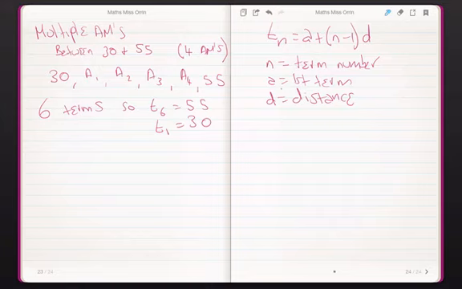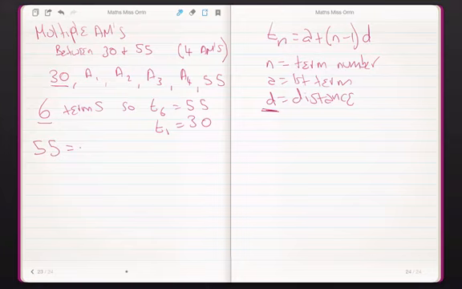We know the number of terms. There are 6 terms. We know the first term, which is 30. We don't know D. Okay, that's our unknown this time. So let's have a go. Term 6 is 55. So let's just write 55 instead of that. Okay, so term 6 is 55 equals A, 30, plus N minus 1, 6 minus 1, times D. Okay, D is our unknown.